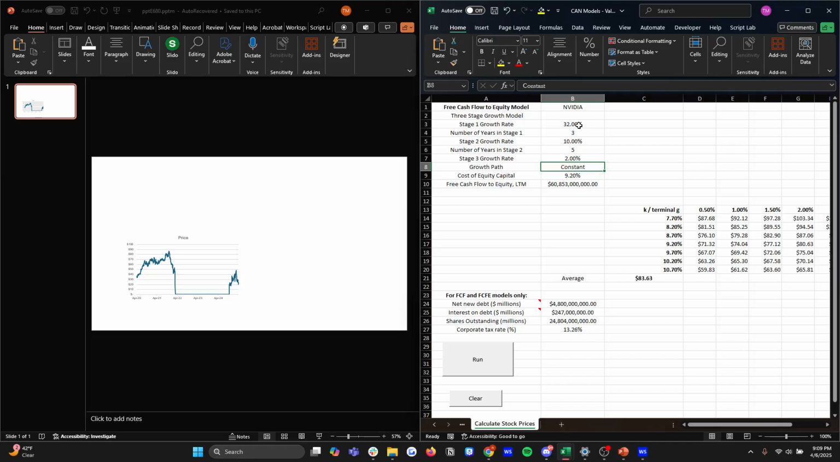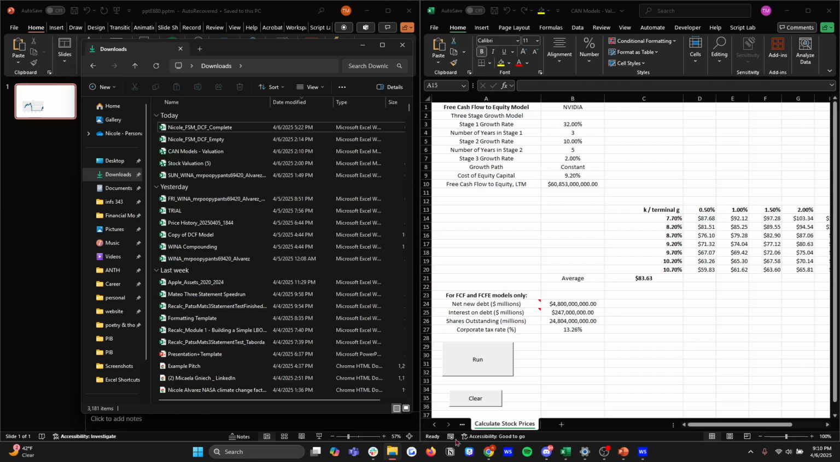So you could do constant or linear, and the model will ask you this. And that's basically it. So the biggest part of your decision-making process is these numbers and understanding why and where you're getting them from. After that, we can basically click run, make sure your macros are enabled.